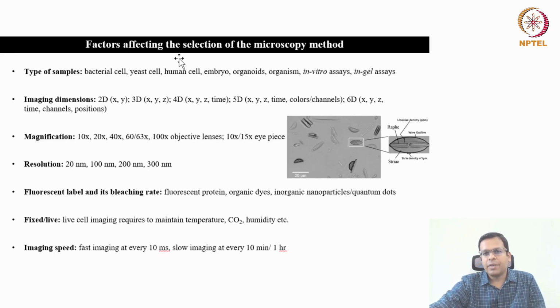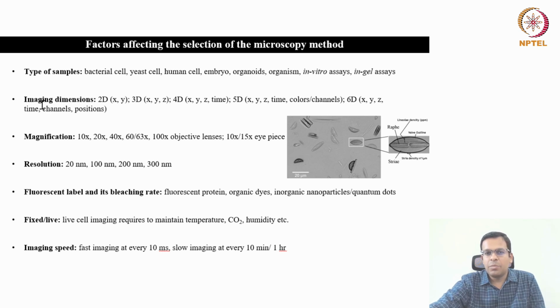Coming to the factors affecting the selection of the microscopy method. The first point by which you can select your microscopy method is the type of sample. First you have to see whether you want to image a bacterial cell, yeast cell, human cell, embryo, organoids, an entire organism, or you are doing some in vitro assays or in-gel assays. If you are working with bacteria or yeast cells, you obviously need higher resolution and higher magnification. But if you are working with human cells, embryos, or organoids, you may not need that much magnification.